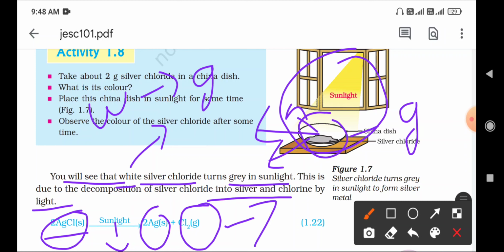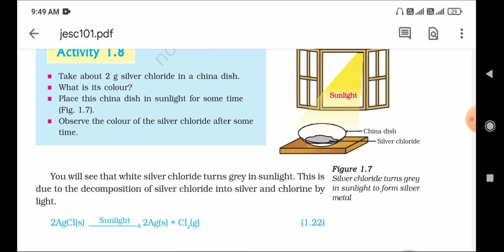Here a question arises: when silver chloride is exposed to the sunlight, which gas will be liberated? This type of question also arises in the exam, and we can write chlorine gas. Again, when ferrous sulfate is heated, which type of gas is released? We can write sulfur dioxide and sulfur trioxide. This type of question is also asked in the exam. You have to remember each and every point in this topic.